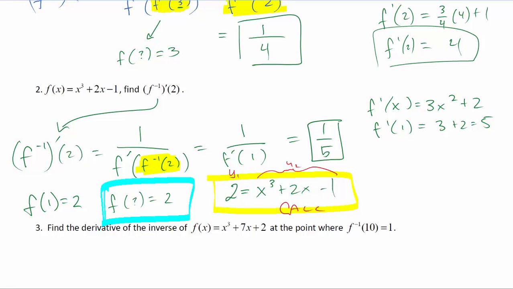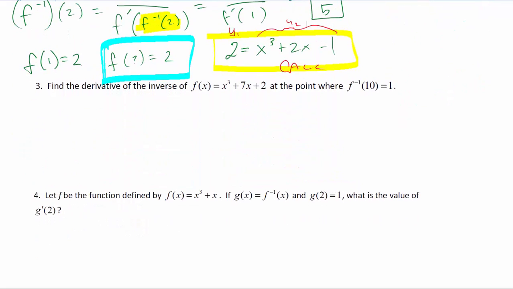Okay, for number 3, it says find the derivative of the inverse of f of x, if f of x equals x cubed plus 7x plus 2, at the point where f inverse of 10 equals 1. So the nice thing is it didn't tell us exactly what we're finding, but it did give us this key that's going to help us unlock the problem. And it just tells us where this occurs.